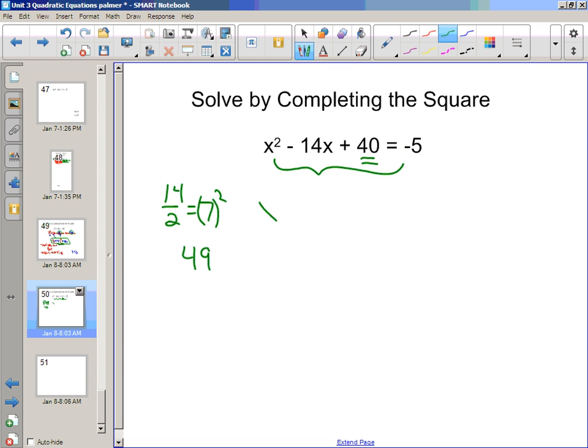So what I would do is I'd go x squared minus 14x plus blank equals, and what I would need to do is move this 40 over. So actually, since it's a plus 40, I should subtract 40 from both sides. And that becomes a minus 45. All right, so then I'm going to complete the square, make it a perfect square, which we already figured out that half of 14 was 7, and 7 squared is 49. So we're going to add that to both sides.